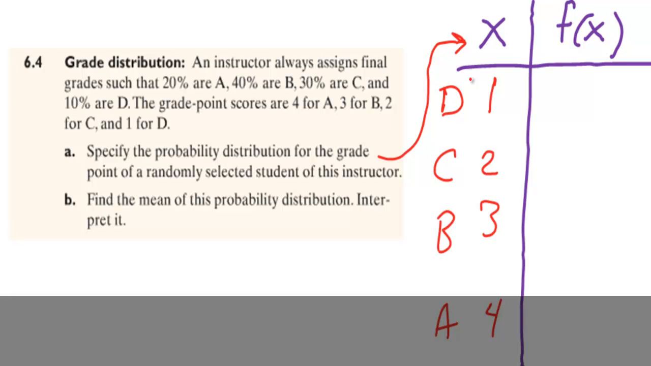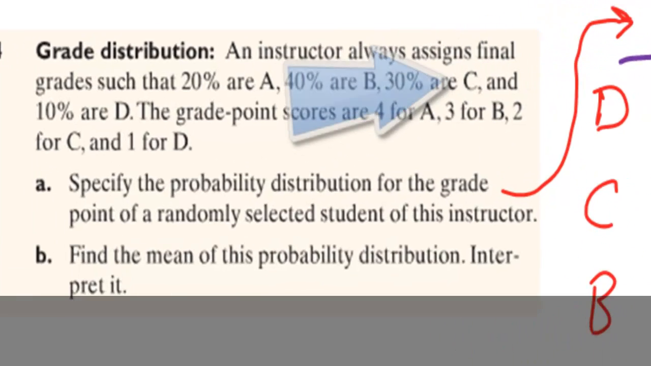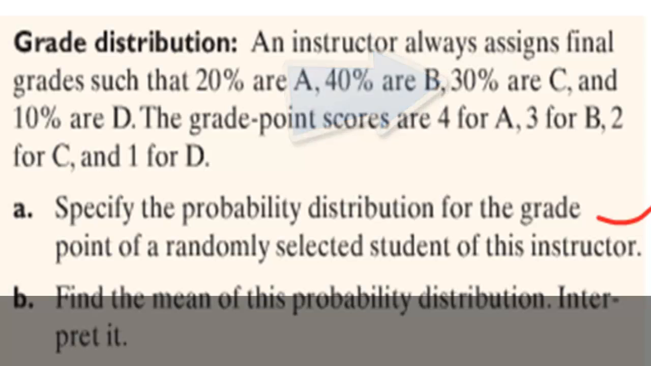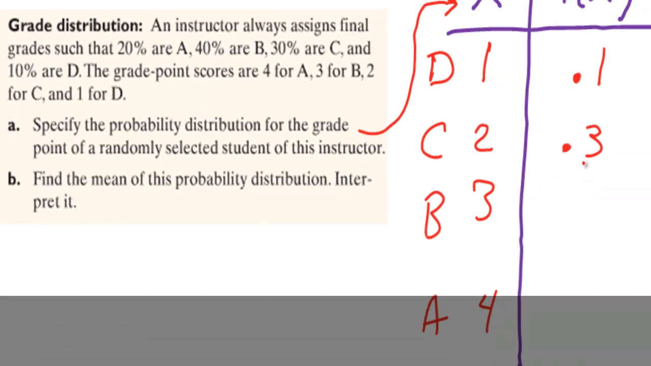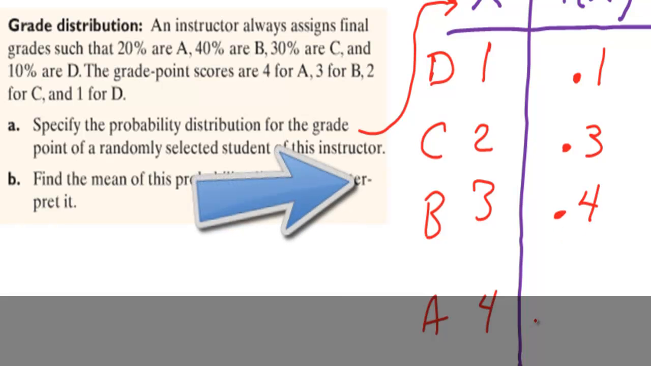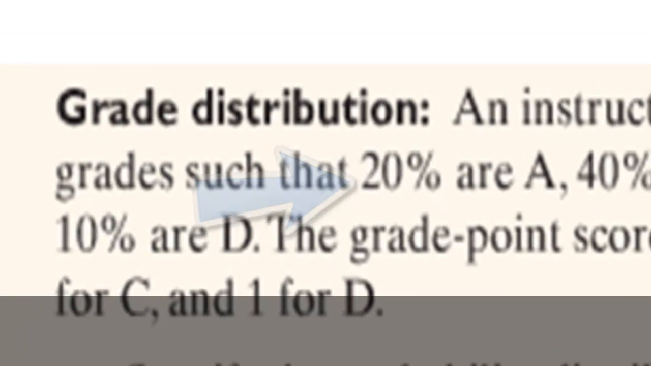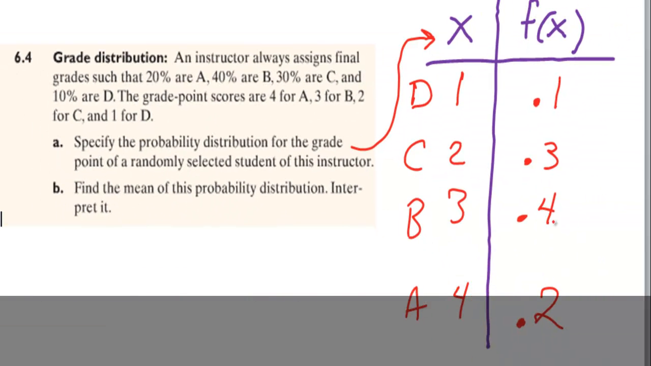And then my f of X values, right? This is my value for f of X: 10% for D. C ended up being 30%, 0.3. My B was 40%, people who got a B, so it was 0.4. And A, 20% ended up getting an A. So this is my plug-in.